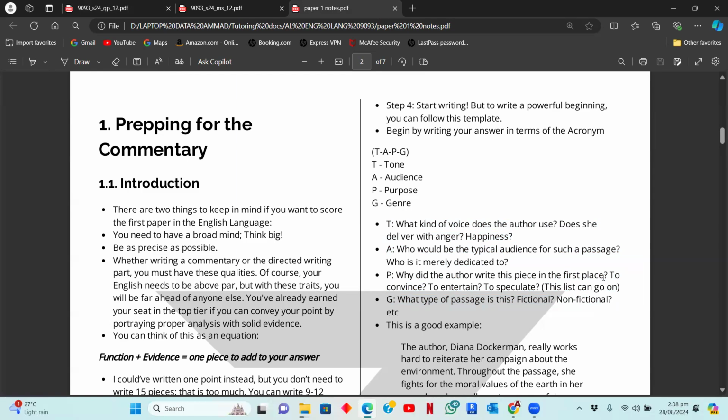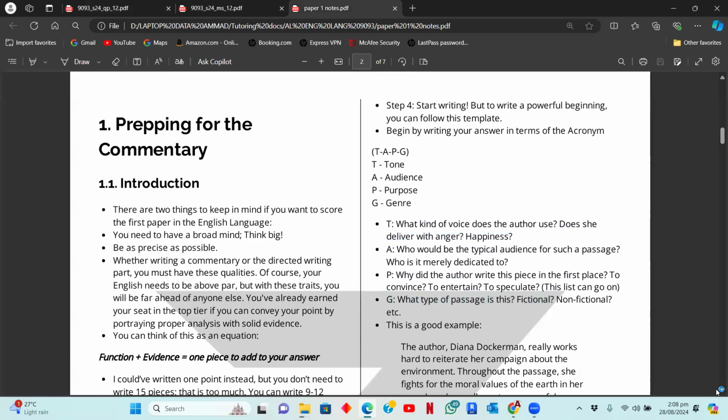Advertisement is to convince. An article could be just to entertain. A report could be to speculate, right? A letter could be to inform, to convey important information, right? Genre: is it fictional? Is it fantasy? Is it non-fiction, sci-fi, whatever? You need to think on these lines.